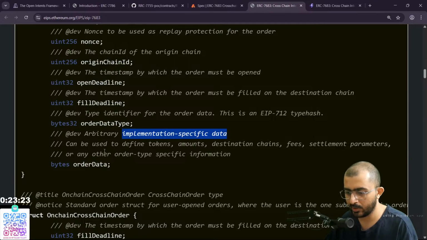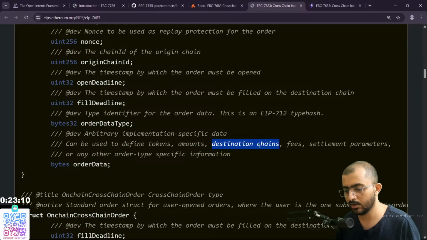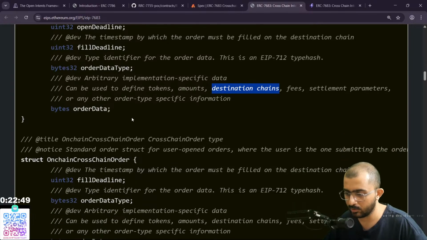Implementation specific data can be used to define token amounts, destination chains, fees. Oh, if it's saying destination chains, it's multiple chains. So we can create an intent and fillers can fill those intents on multiple chains. I guess that's possible. Probably a single filler has to do everything, but I'm not sure. We'll learn that throughout the next few weeks.